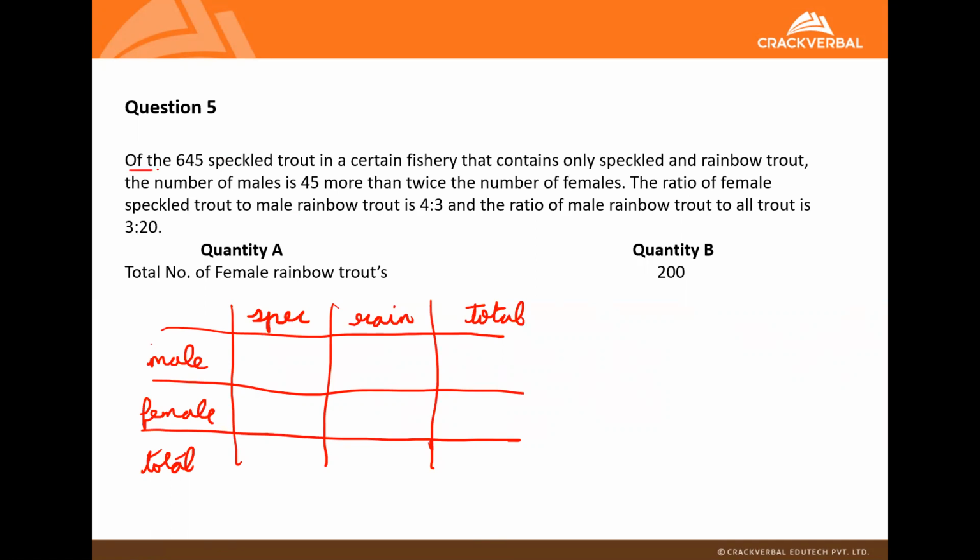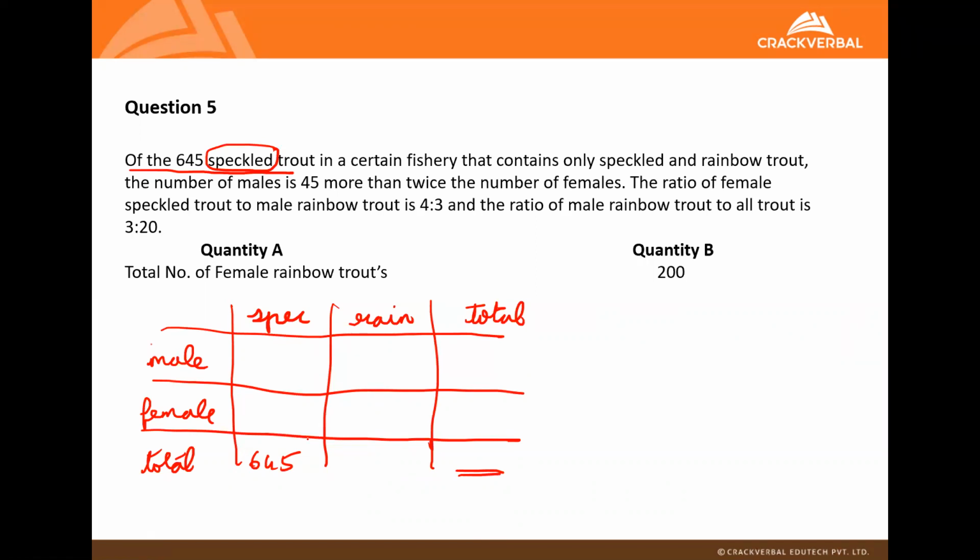The question says, of the 645 speckled trout in a certain fishery that contains only speckled and rainbow trout. For those who put the 645 as the total, you've not understood what the question tells you. The question says, of the 645 speckled trout, so total speckled trout has to be 645, not the total trout is 645. If you put 645 as the total trout, you'll be wondering how to get decimals, right? That's not going to be possible at all. So if you made that mistake, you just messed up the question in the beginning itself. Read every question very carefully.